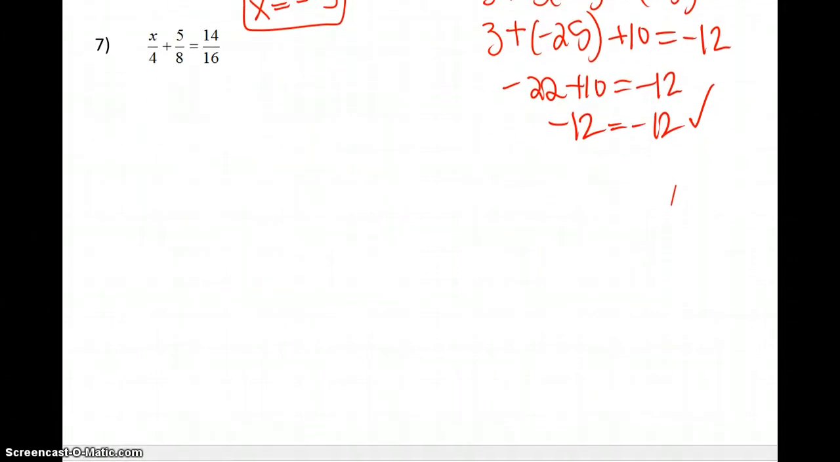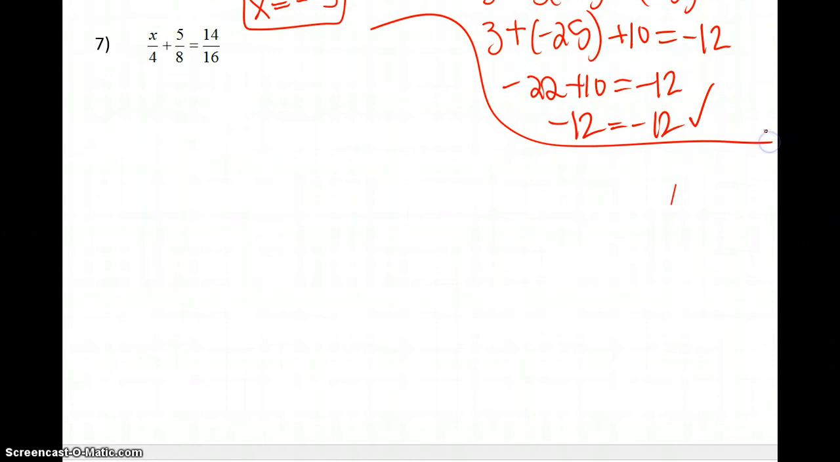Number 7. Okay, number 7 is my first problem on this review that has fractions, and I know how much you all love fractions. So I see that I don't need to distribute, but I do see that I need to combine fractions.